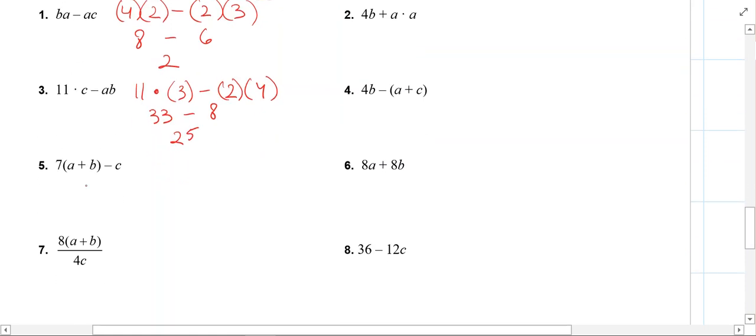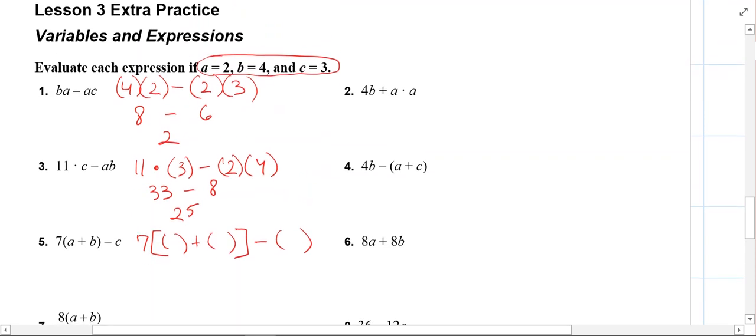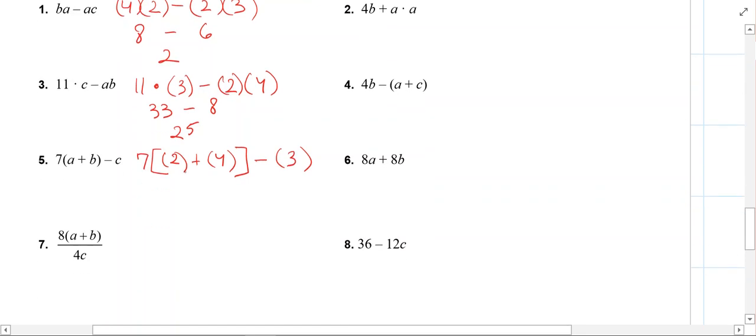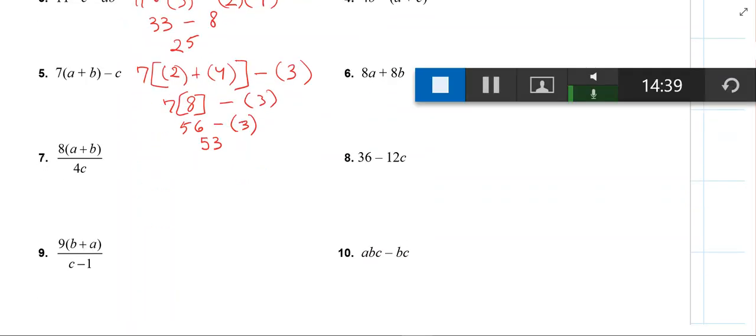All right. And this one right here is one of those times where you can change things to a bracket. We go 7, change this parentheses into a bracket, parentheses for the A, plus parentheses for the B, in bracket, minus parentheses for the C. Okay, so A was, can't see it anymore, was 3. Nope. A was 2, B is 4, and C is 3. And then we begin our order of operations. Inside here we have, all right, you try number 7.